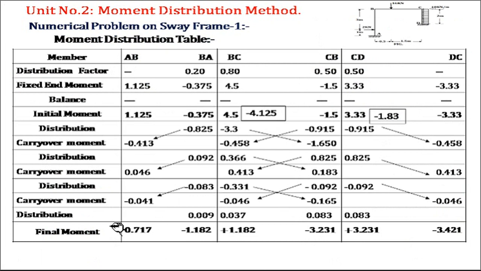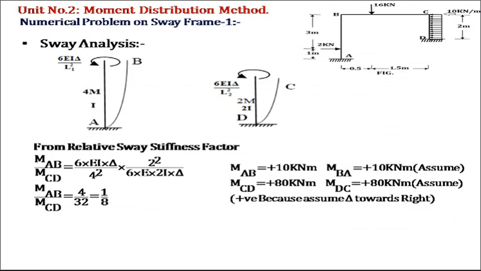Then we calculated the final moments in members AB, BA, BC, CB, CD and DC. These moments we calculated by the non-sway frame analysis. Now the next step is the sway analysis.